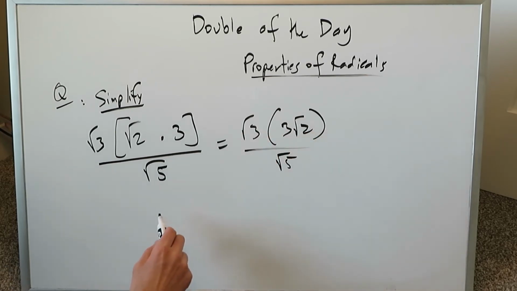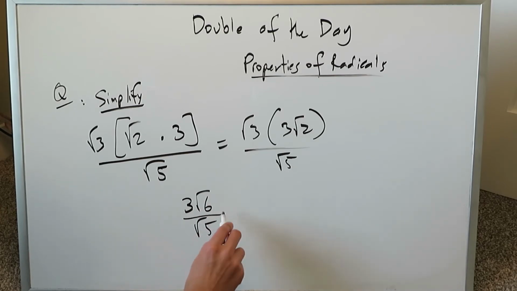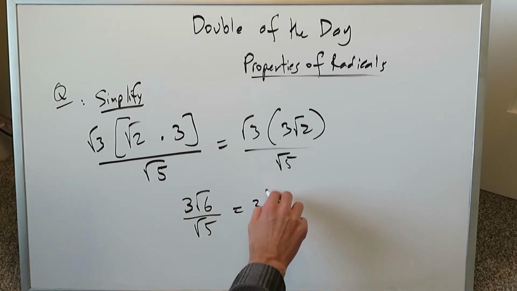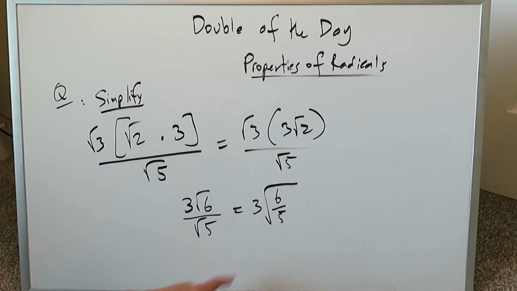You can combine this numerator. Root 3 and root 2 is no different than that property, root A times root B is root AB. Here you'll get 3 root 6 in the numerator, and you'll get root 5 over here. You can look at this: root A divided by root B. Under a single radical you have A over B. You can rewrite this as 3, and then you can have a 6 over 5. And right there is your final answer.